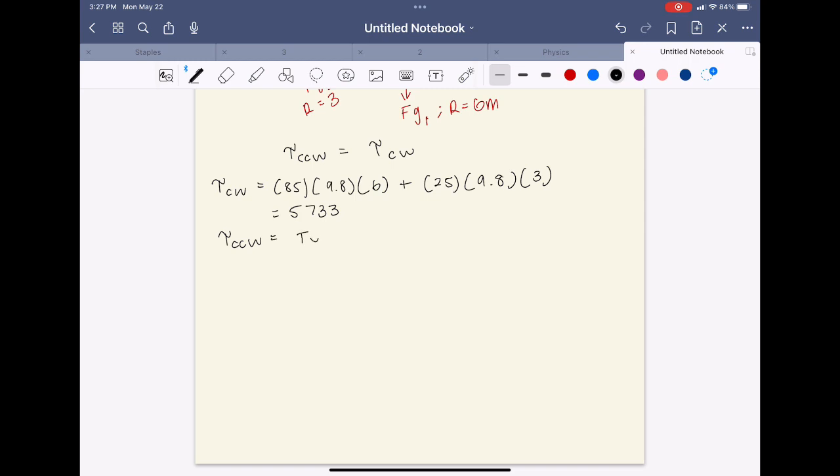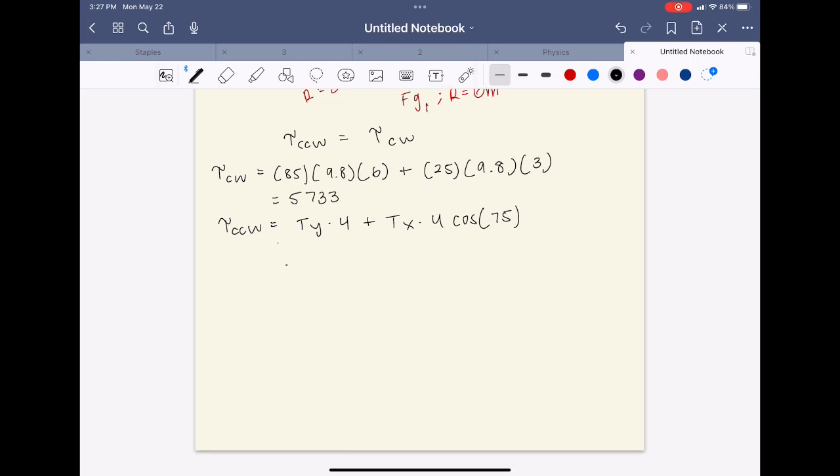And now we're going to be looking at the torque in the counterclockwise direction. So we have Ty times its radius of 4 plus Tx times 4 cosine of 75. And we can rewrite Ty and Tx. So this could be rewritten as 4 times T sine of 52 plus T times 4 times cosine of 75 times cosine of 52. And ultimately, we can simplify all of this into being 3.79 T.